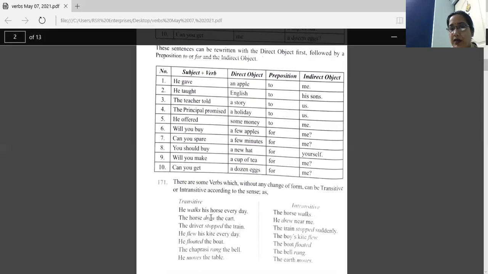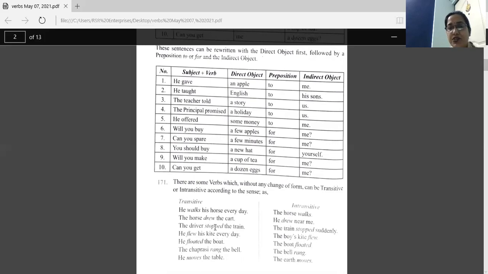After this verb drew, we have this object, the cart. So this is a transitive verb. He drew near me. In this sentence, we don't have an object after this verb. So this is an intransitive verb.